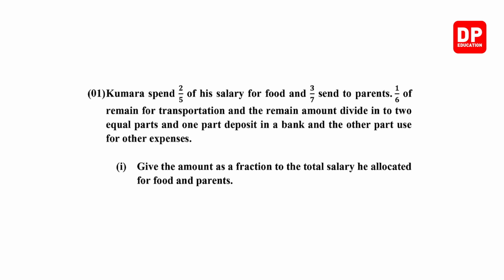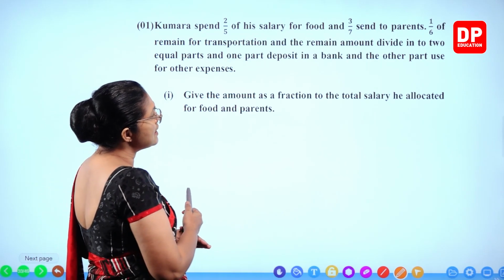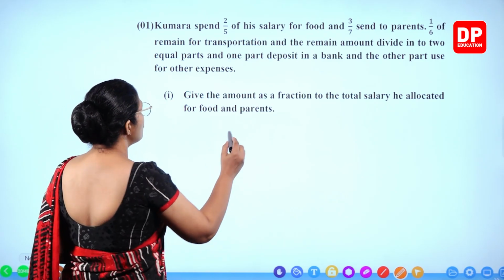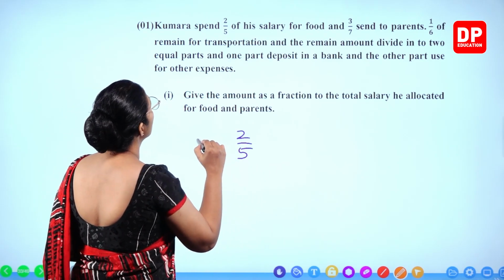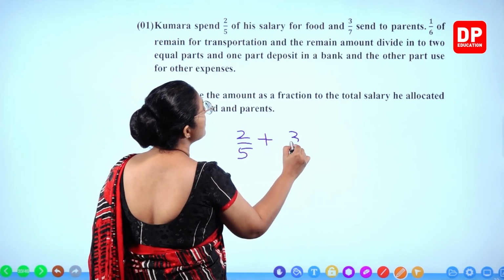Kumara spent 2/5 of his salary for food and 3/7 sent to parents, 1/6 of the remaining for transportation, and the remaining amount divided into 2 equal parts and 1 part deposited in a bank and the other part used for other expenses. Give the amount as a fraction of the total salary he allocated for food and parents. 2/5 for food and 3/7 for parents.